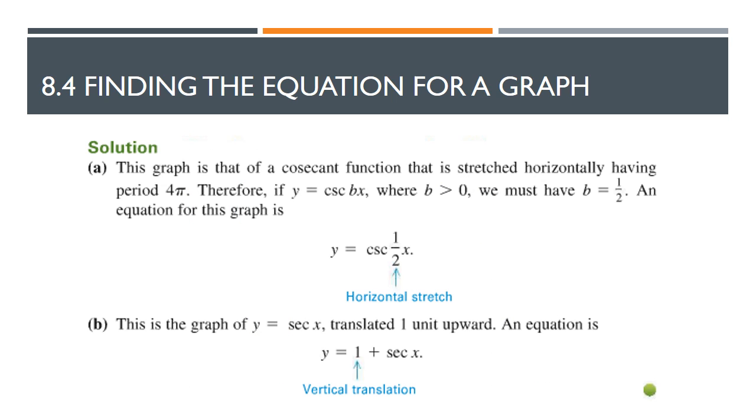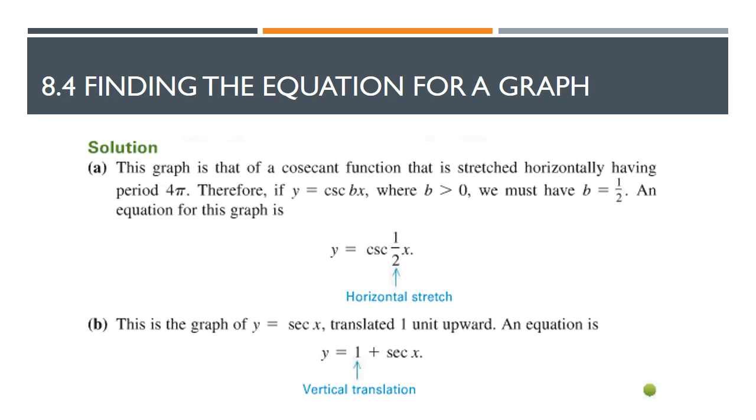All right, so for A, we know it's a cosecant, and we know that it's been stretched horizontally because the period has changed. In fact, the period is 4 pi. Now, remembering that the period for secant, cosecant, sine, and cosine, to find the period, you do 2 pi over b. So if we know the period is 4 pi has to equal 2 pi over b. Solving for b, we get that b is 1/2. So we have the cosecant of 1/2 x.